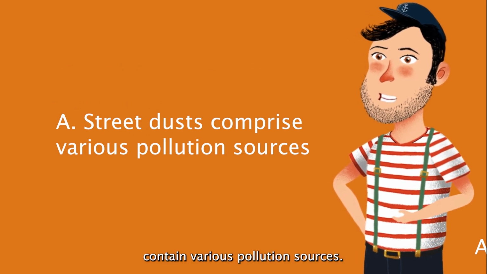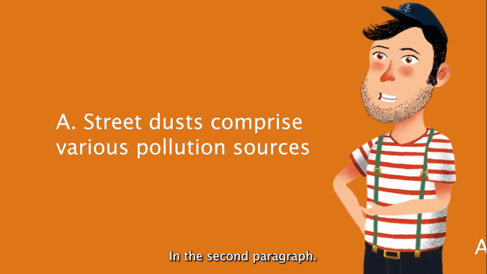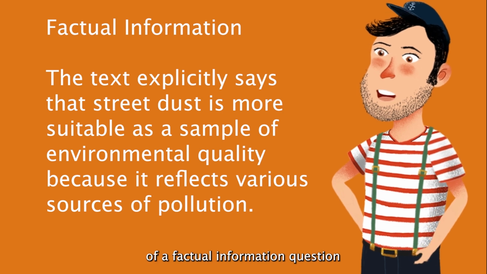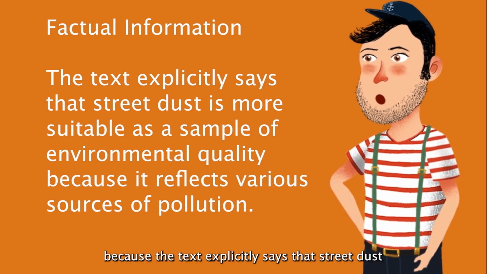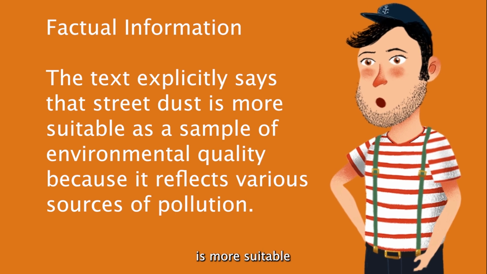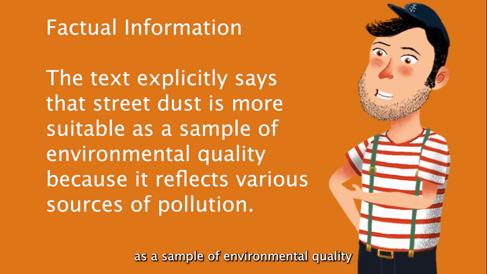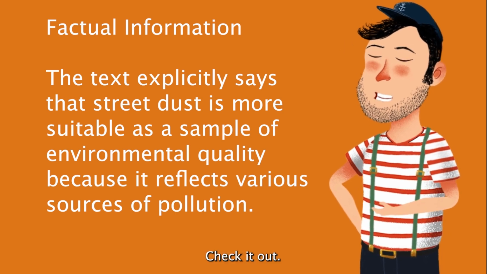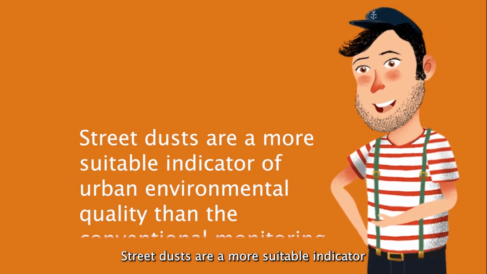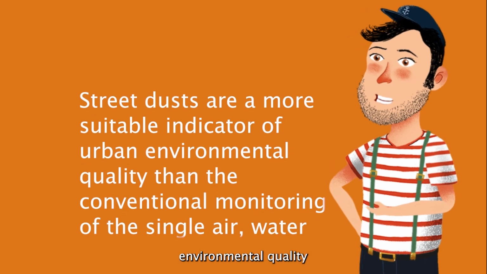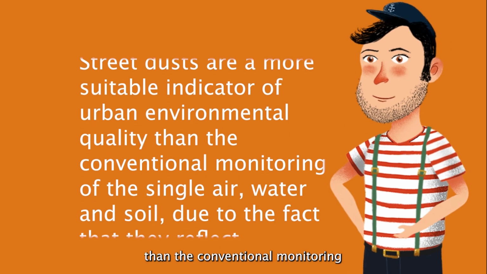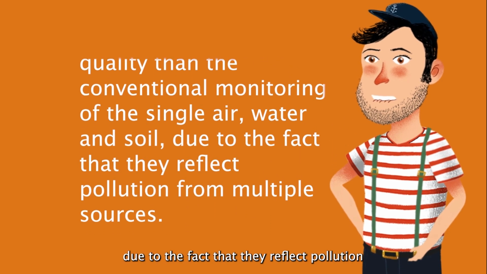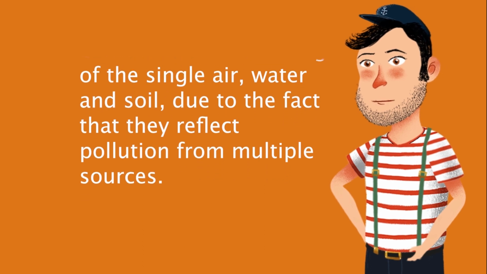Street dusts contain various pollution sources in the second paragraph. This is an example of a factual information question, because the text explicitly says that street dust is more suitable as a sample of environmental quality, because it reflects various sources of pollution. Check it out. Street dusts are a more suitable indicator of urban environmental quality than the conventional monitoring of the single air, water, and soil, due to the fact that they reflect pollution from multiple sources.